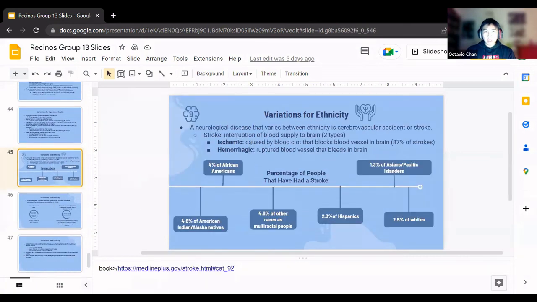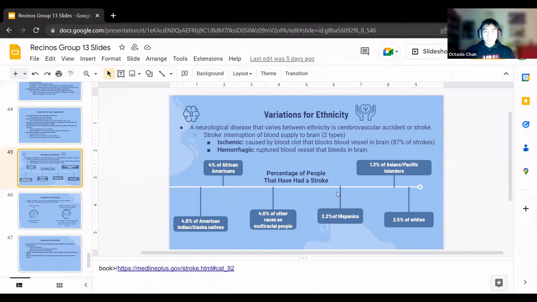For ethnicity, usually a neurological disease that varies between ethnicity is a cerebrovascular accident or stroke. A stroke is defined as an interruption of blood supply to the brain, and there are two types, ischemic and hemorrhagic. An ischemic stroke is caused by a blood clot that blocks a blood vessel in the brain, and it accounts for about 87% of all strokes. A hemorrhagic stroke is when there's a ruptured blood vessel that bleeds into the brain.